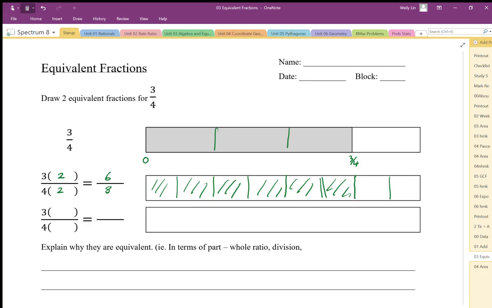And as long as we keep the same proportion and we keep the same multiplier on top and bottom, we're going to have the same number of groups of parts and wholes, and that ratio stays the same, which keeps it the same number.